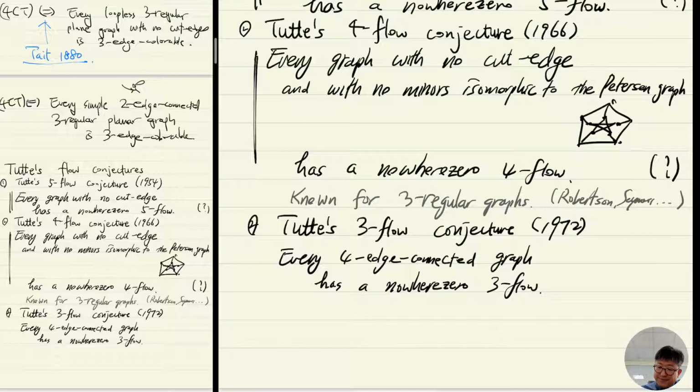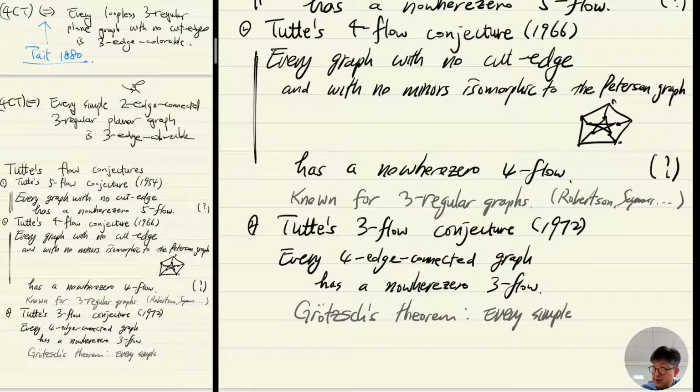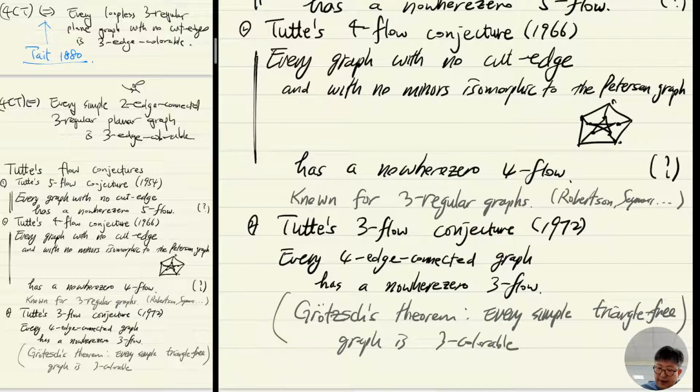So what is the motivation? There's a theorem called the Grötzsch theorem. I don't know how to pronounce it properly. There's a theorem for planar graphs. So this says that every simple triangle-free planar graph, meaning no induced subgraph isomorphic to K3, is 3-colorable. And this is the motivation to propose the 3-flow conjecture, because if we have a triangle, then in the geometric dual it corresponds to a 3-edge cut. Right? Inside is separated from outside by 3 edges. So by making a 4-edge-connected graph, you will never have a triangle. Right?